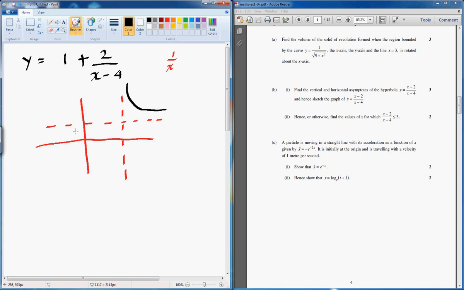So you need to be careful what the values are when x is 0. When x is 0, this is going to be 1 minus a half, so a half.